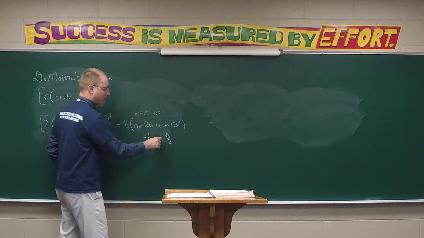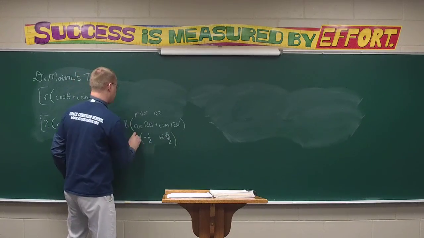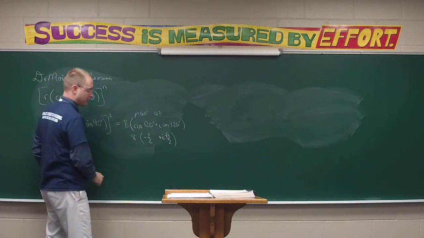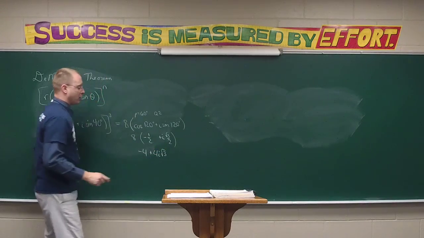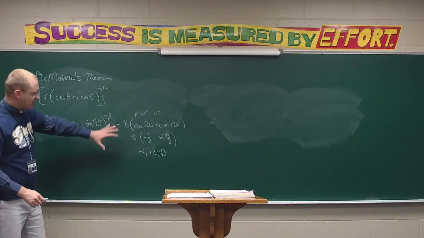Negative on this one, positive on this one. Of course, don't lose the i. Then we'll distribute the 8 to get what final answer here, Jamie? Negative 4 plus 4i times the square root of 3. There we go. Okay, so this is kind of what we looked at yesterday.